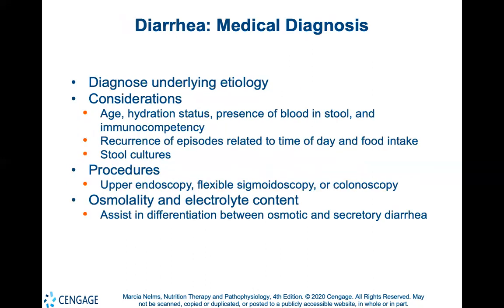Diagnosis of underlying etiology is the most important step in determining treatment of diarrhea. Considerations that will direct diagnostic procedures are the age of the patient, hydration status, the presence of blood in the stool, or whether the patient is immunocompromised. Important symptoms to note are any recurring characteristics of diarrhea episodes, including time of day or any relationship to food intake.